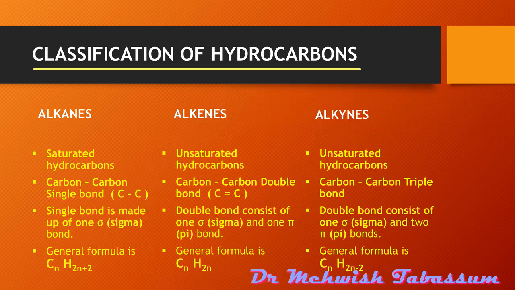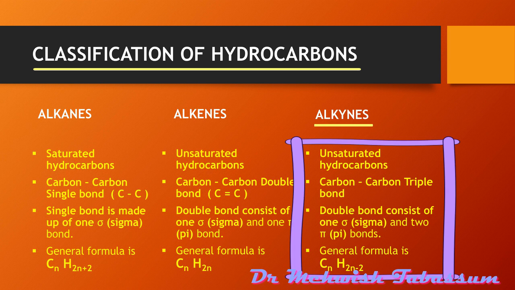Last but not least category of hydrocarbons is alkynes. Again, it falls in the category of unsaturated hydrocarbons. Why is that so? Because it carries a carbon to carbon triple bond. One of the triple bond is a sigma bond and the other two bonds are pi bonds. As I already said, it consists of carbon to carbon triple bonds. There would be 3 bonds between carbon to carbon. From these 3, one bond would be a sigma bond and the other 2 would be pi bonds.